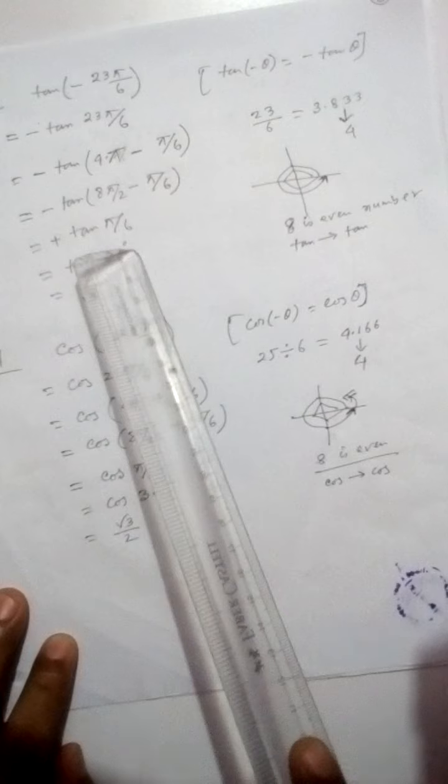What is the value of tan 30 degree? 1 by root 3. So tan 30 degree is 1 by root 3, and 1 by root 3 is the value of this problem.